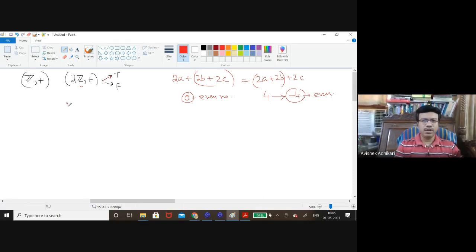So in particular, you can write nZ plus, where n equals 0, 1, 2, etc. If I put n equal to 0, then the group becomes 0. If I put n equal to 1, then the group becomes Z. If I put n equal to 2, then it becomes 2Z and so on. So all of them form groups with respect to addition.